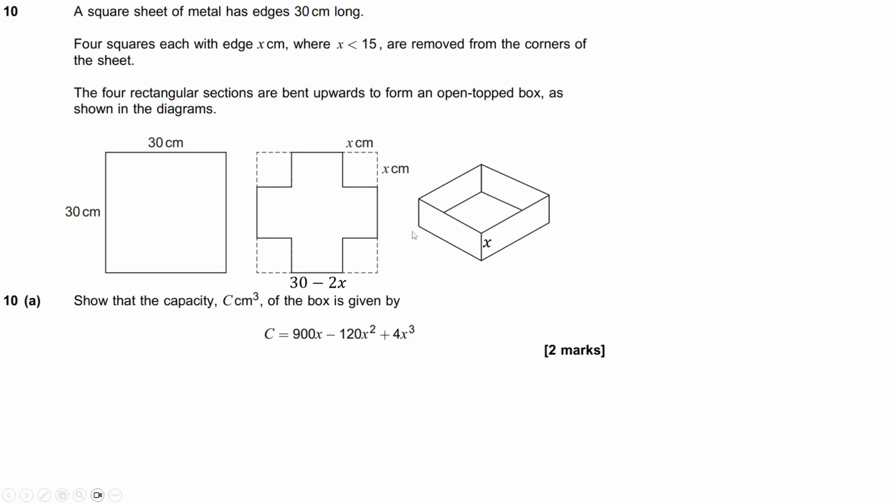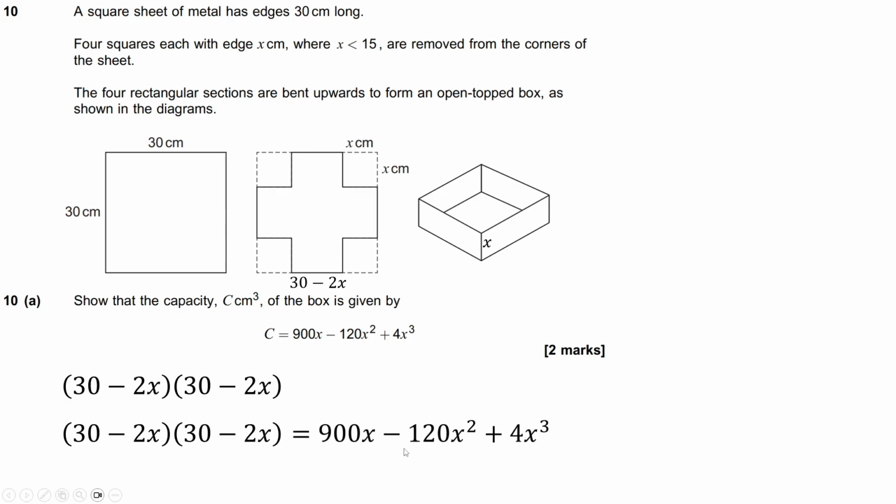Now you've got 30 minus 2x here, and you've got 30 minus 2x here. So if you just multiply those two together, I've written this twice for some reason, you'll get this. Oh no, I've actually missed out a step here. I meant to say multiply by x here as well, so it's this multiplied by that multiplied by another x, but you should get this here, because you're looking for the capacity. So it's 30 minus 2x multiplied by 30 minus 2x multiplied by x. Apologies for that.